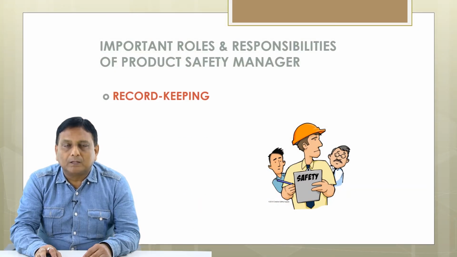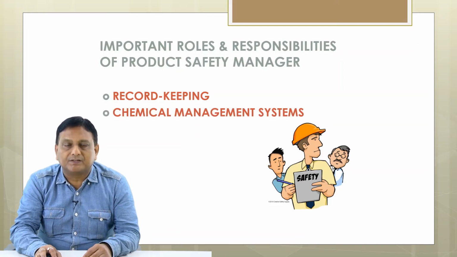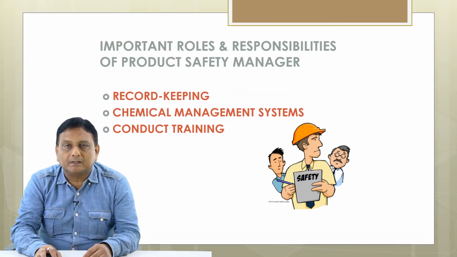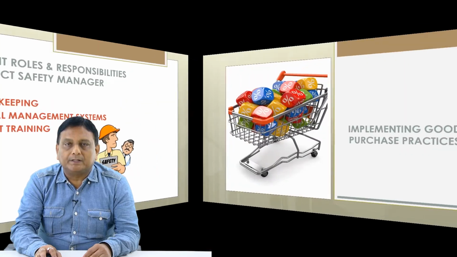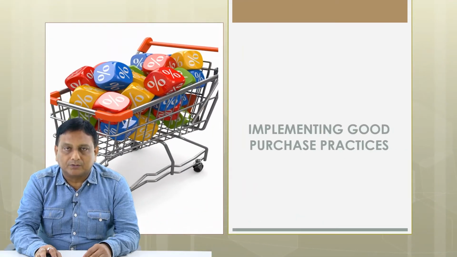He has to do proper record keeping of all the chemicals over a period of time, and also of the chemical management systems, and he should always have a thorough understanding of this management system. He also has to conduct a lot of training programs inside the factory for those who are handling the chemicals and using them in different processes like dyeing, printing or finishing operations. So his roles and responsibilities are very important.